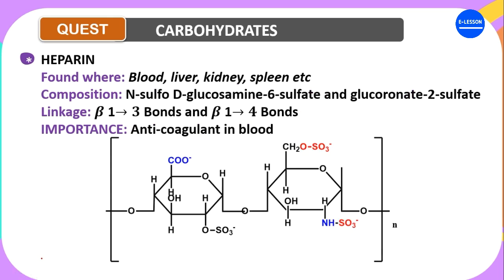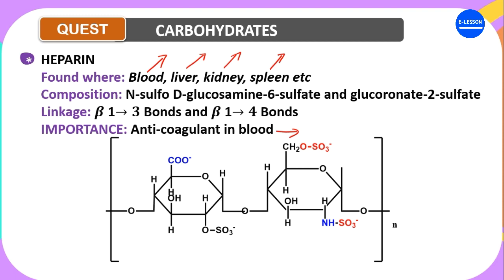The next one is heparin. Heparin, you can find it in blood, liver, kidney, spleen. Anything that has to do with blood, that has blood in it, you can find heparin there. Why? Because it acts as an anticoagulant in blood. Heparin acts as an anticoagulant in blood. You may be asked, which of the following carbohydrates acts as an anticoagulant in blood? The correct answer is what? Heparin. Correct answer is heparin.